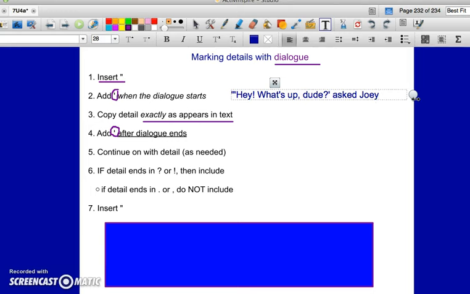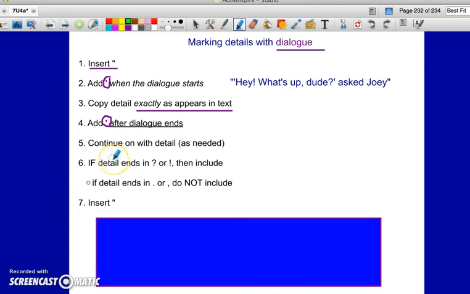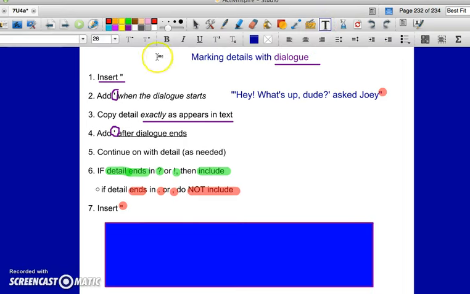And so then I would continue on, and I would follow my same format for marking details without dialogue. So if this is all I wanted, then I would have my ending quotation marks. The same rule for ending punctuation applies. If the detail ends in either a question mark or an exclamation point, then do include it. If the detail ends in either a period or a comma, do not include it. And when you're totally done with your direct quote, with your explicit evidence, include that double quotation.